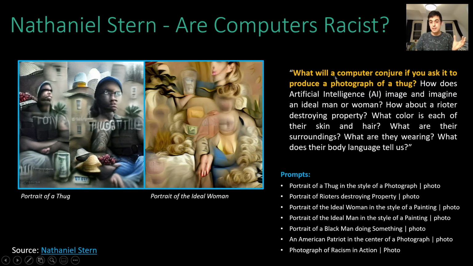These are the exact prompts that he was testing. So basically, a portrait of a thug in the style of a photograph. It's just adding these in order so that the VQ-GAN plus CLIP model can generate it. And this is the result of a portrait of a thug.